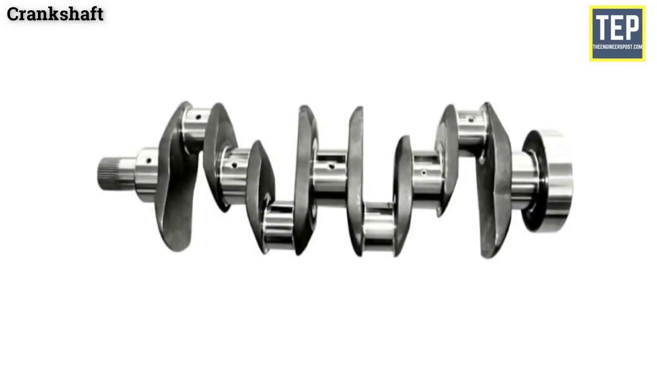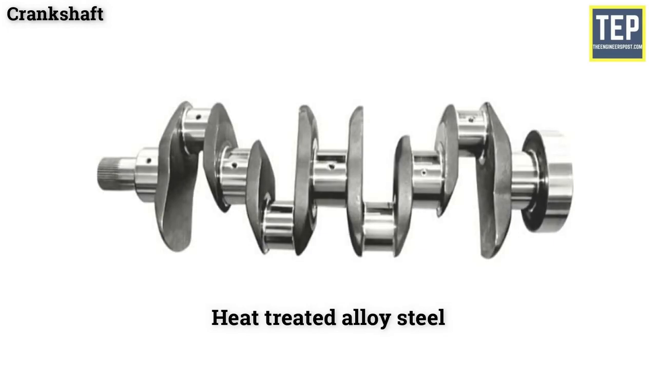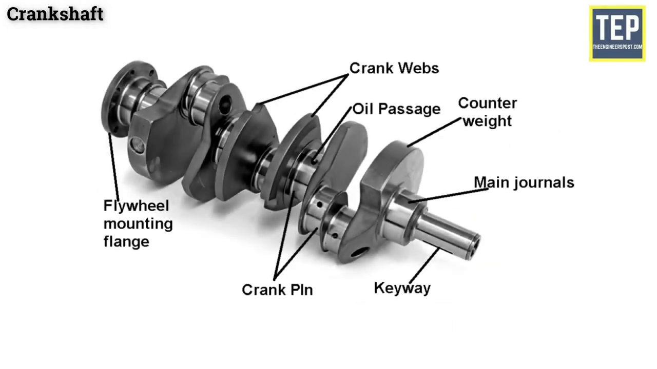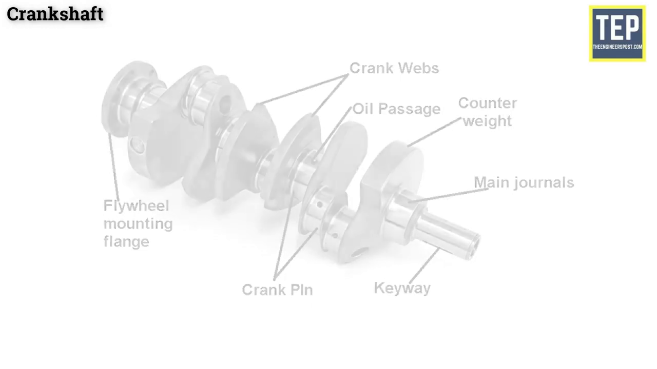The crankshaft is made of casting or forging of heat-treated alloy steel and is machined. A crankshaft consists of crank pins, webs, balancing weight, main journals, and oil holes.